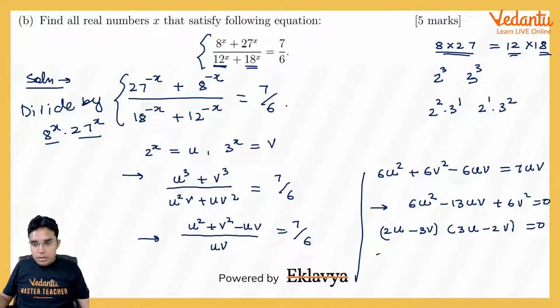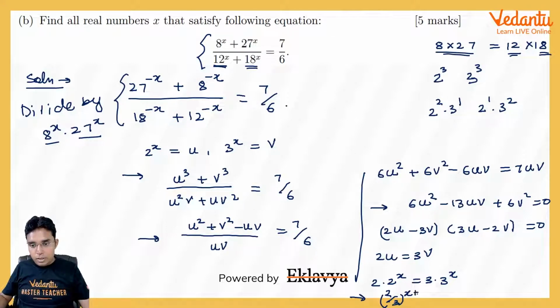So either 2u will be equal to 3v, and u is 2 power x, so we will get 2 into 2 power x is equal to 3 into 3 power x. Here I think the only possible answer will be x is equal to minus 1. You can put it this way also: (2/3) raised to the power x plus 1 is equal to 1. Then this x plus 1 has to be 0, and hence x is equal to minus 1.